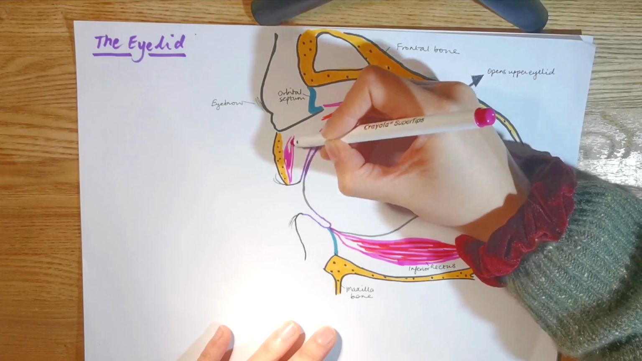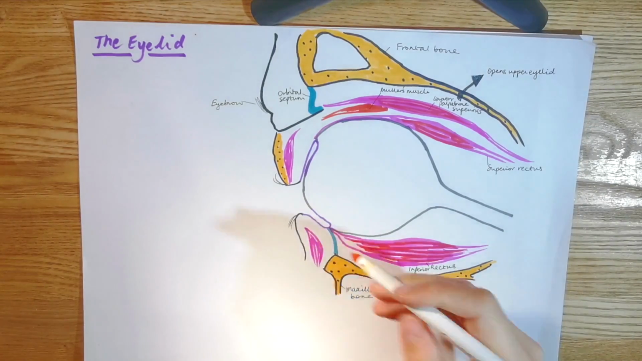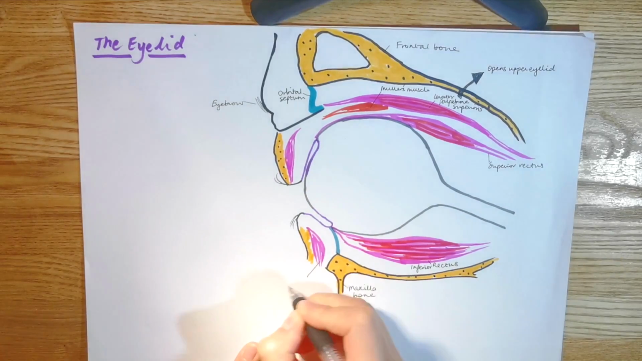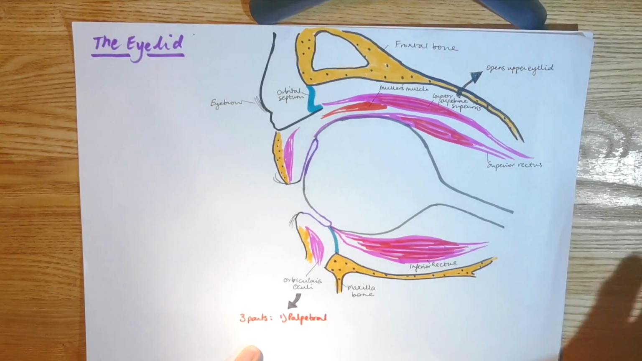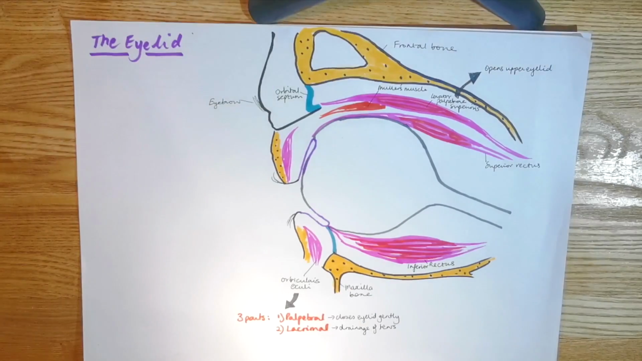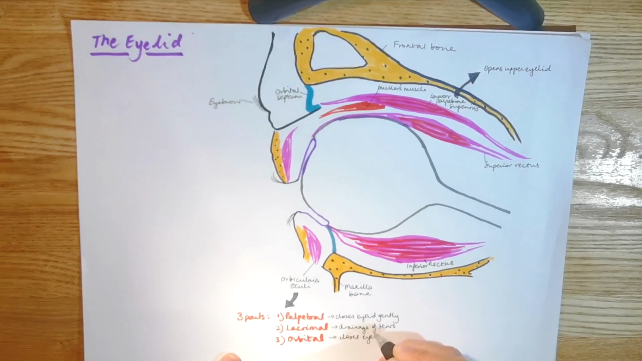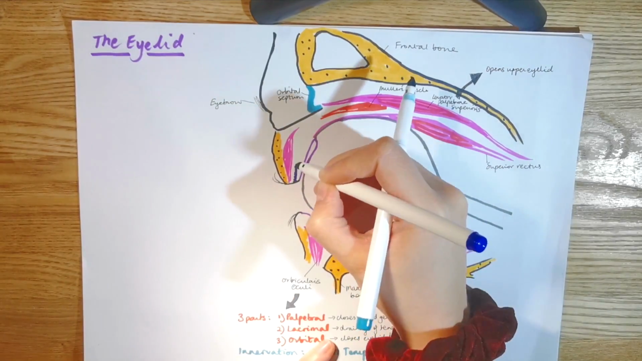And now moving on to in front of the eye is the orbicularis oculi muscle, which does the opposite to the levator palpebrae superioris, and it has three parts. Palpebral and orbital parts both close the eyelids, and then there's the lacrimal part which drains the tears. And this muscle is innervated by the facial nerve.